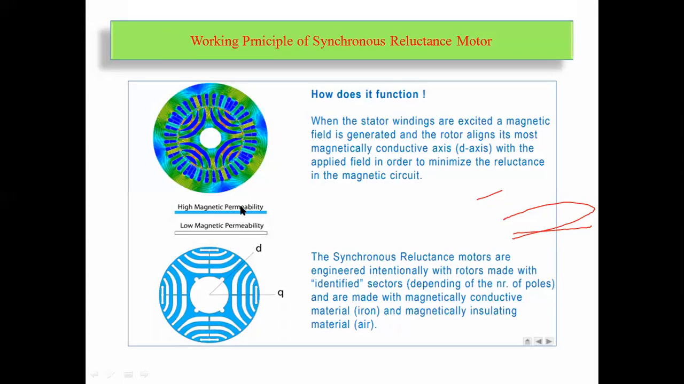Permeability is a property of material which allows fluxes to pass. Because of the difference in reluctance, this part has the high reluctance, while the blue color indicates the low reluctance part. Because of these two only, the torque is exerted on the rotor.